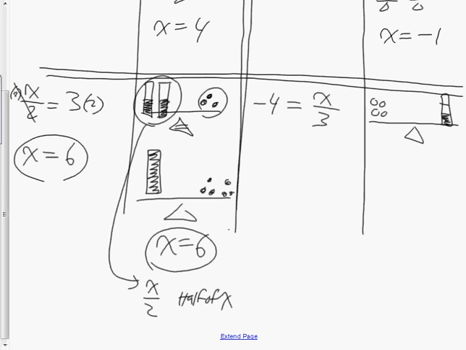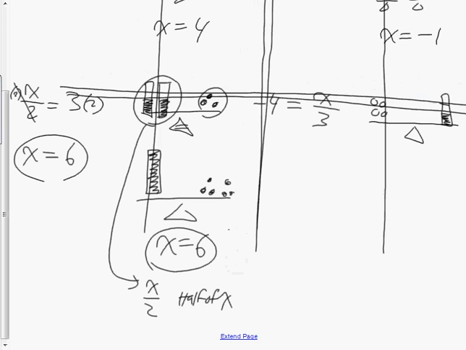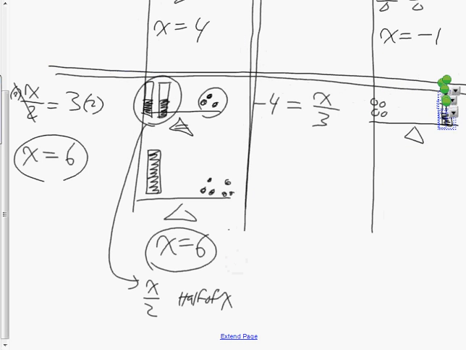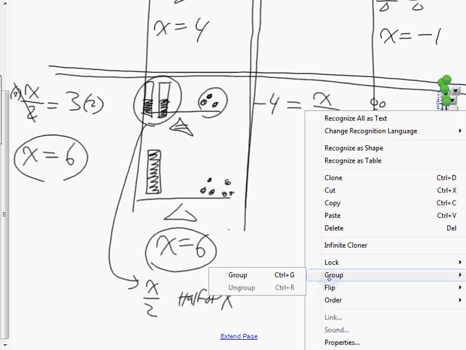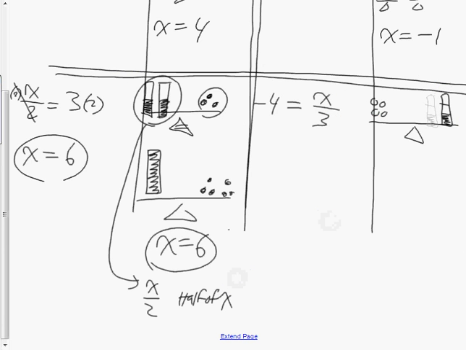All right, that's the important part. That's the connection. In the final question, we have negative 4 equals x over 3, or x minus 3 as it sounds. I'm going to do the modeling first. So I'm going to do this one over here. If I take this and I group it and I infinite clone it, if I double it and I triple it, if I triple that side, I would have 3/3 of x, and 3/3 is also known as 1. So I would have 1x if I tripled that side.